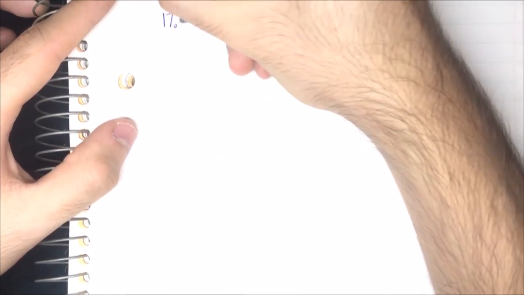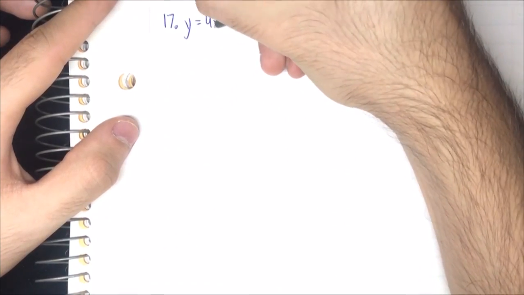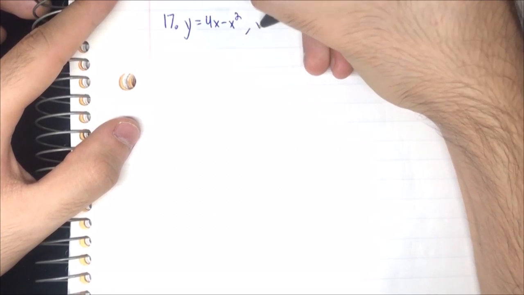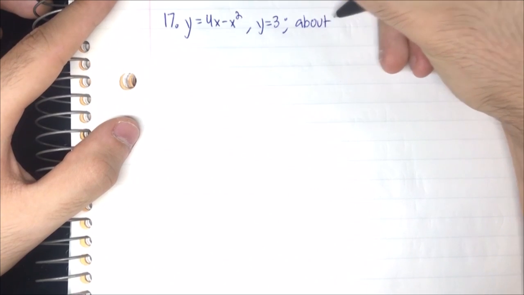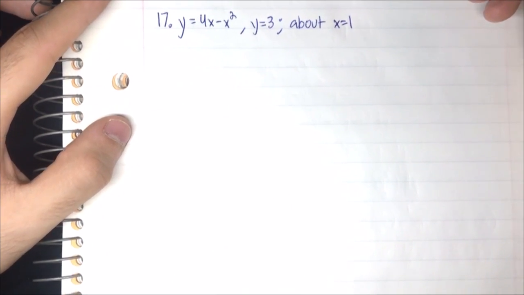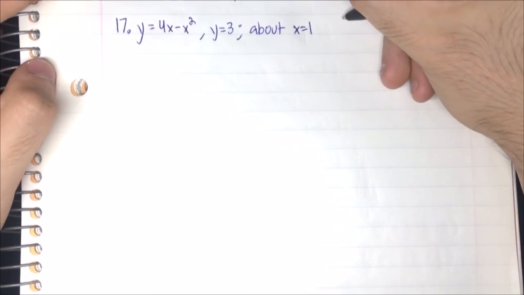All right, so let's do number 17. This is the problem for number 17. y is equal to 4x minus x squared, y is equal to 3, and about x is equal to 1. So let's use the formula.